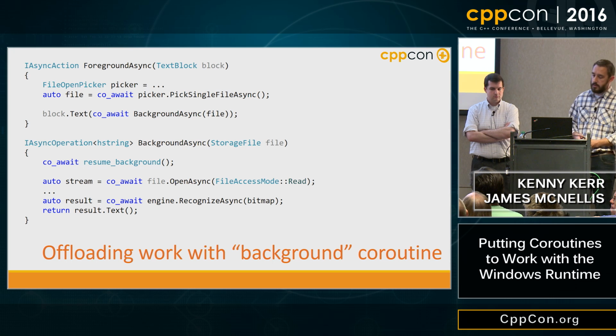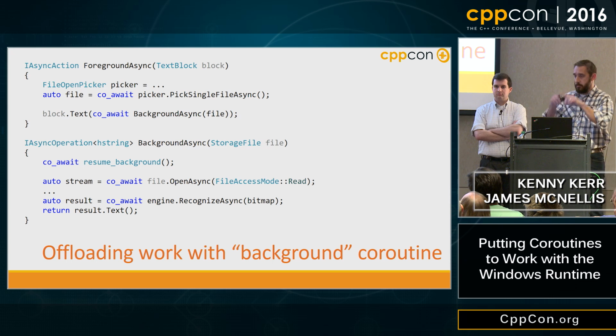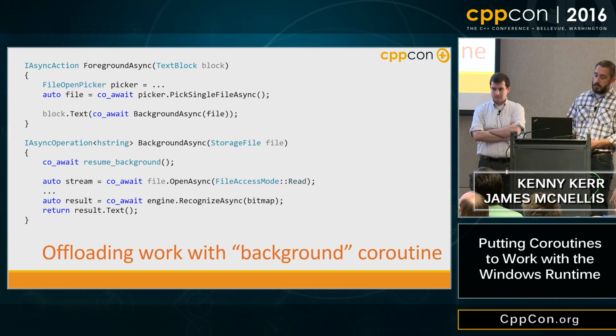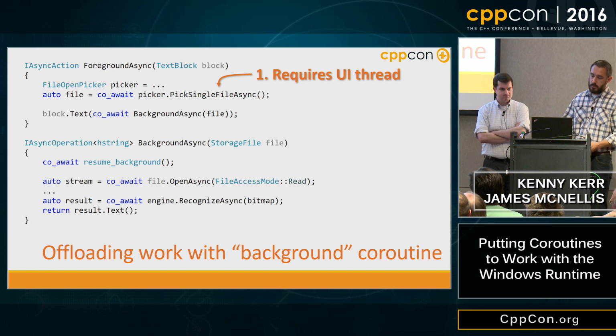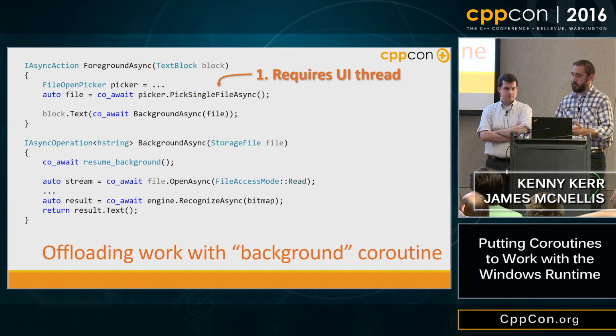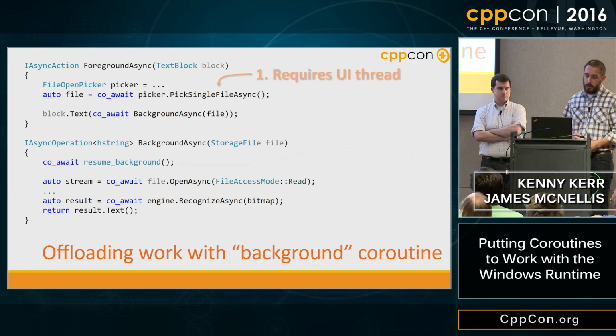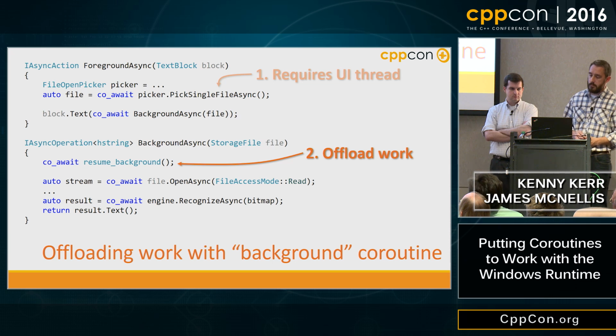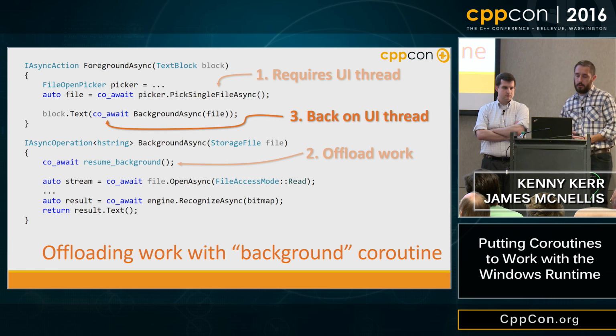There was a foreground async, which used the file open picker, the thing that pops up the little window where you can select a file. And then when it got the storage file, it would pass it to the background async. Background async did that work, and it used co_await resume_background to get the work onto the background thread. So it starts off on the UI thread, because you're interacting with UI resources. We then offload the work to the thread pool, and then we're back on the UI thread over here. So thanks to coroutines, this isn't too hard, but I think we can do it a little bit better.